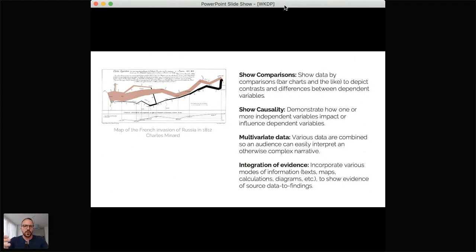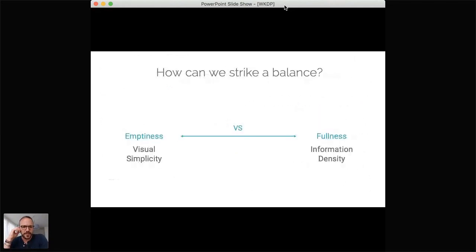Now, these are great principles, but in many ways, they contradict the idea of simplicity, the idea of restraining yourself from going deep into Horror Vacui and filling empty spaces with stuff. So I think the dilemma we have here is, how can we strike a balance between emptiness and fullness, between visual simplicity, like the case you saw with the Google homepage, and information density? This is a really tough challenge. So how can we strike a balance between these two things?